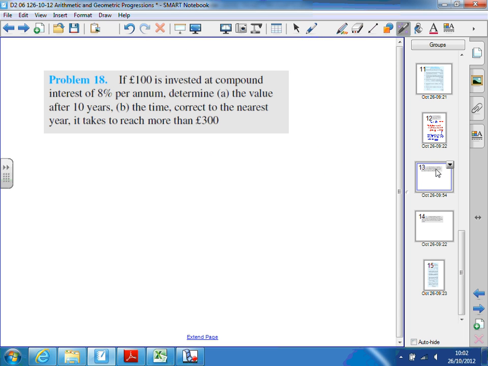So with that in mind, what would I do about this question? £100 is invested at compound interest of 8% per annum. So that means you add 8% the first year, and then you add another 8% on top of that, and so on. In other words, it's a geometric progression. Determine the value after 10 years. So what would I do?